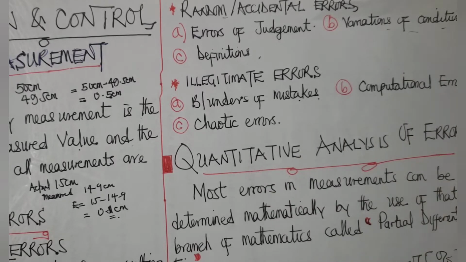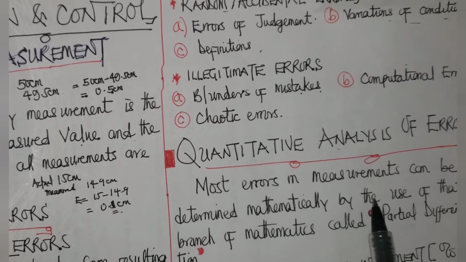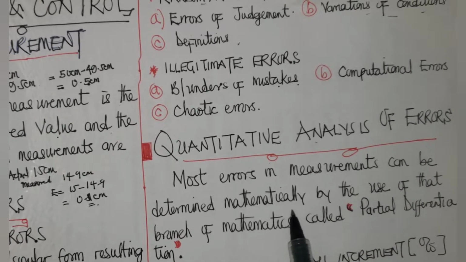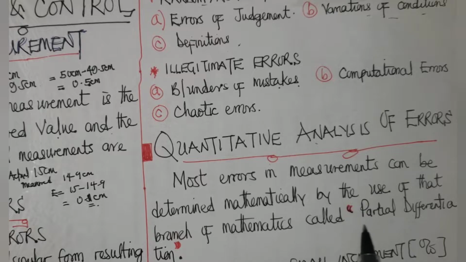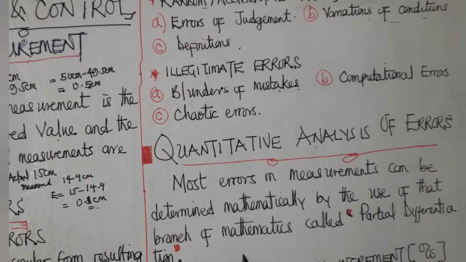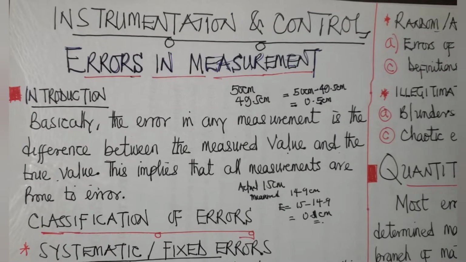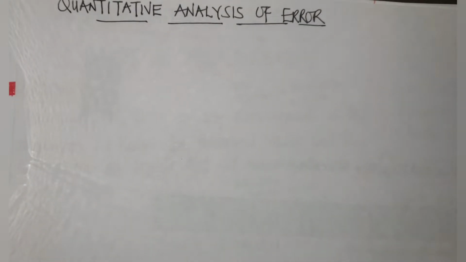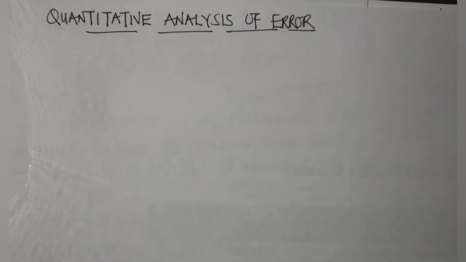Where I'm actually going to is the quantitative analysis of error, the calculation aspect of error under instrumentation and control. So I'm going to be basically focused on that. We are made to understand that most errors in measurement can be determined mathematically by the use of the branch of mathematics called partial differentiation. So under the quantitative analysis of error, we use the knowledge of partial differentiation.